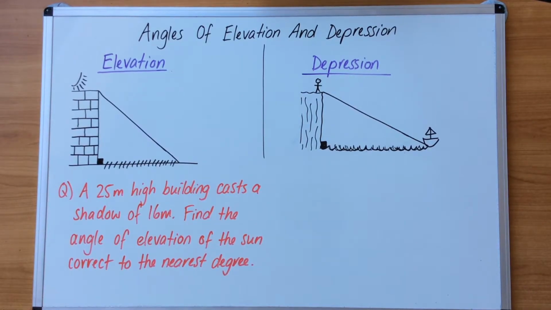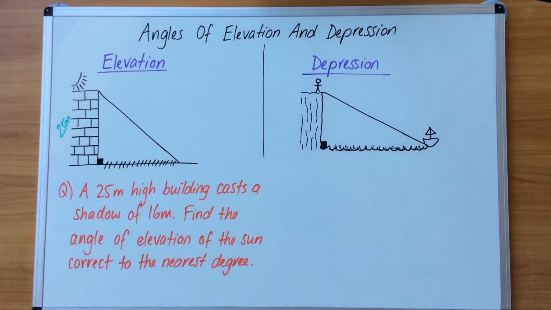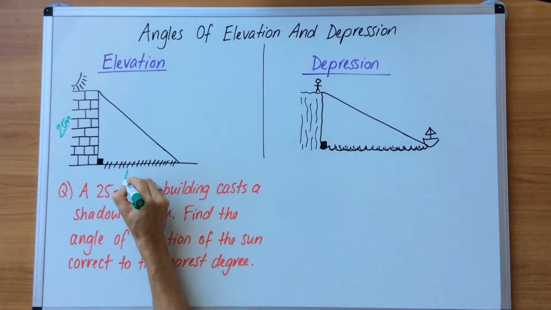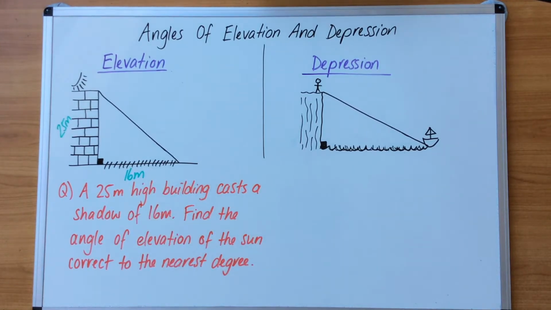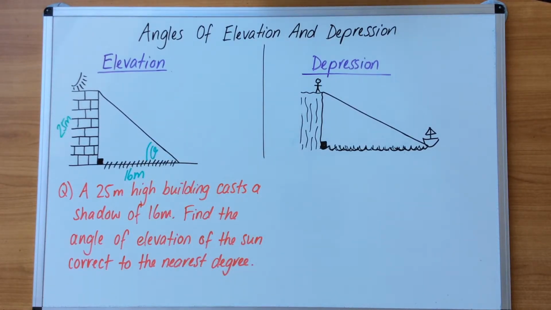Let's now focus on finding the missing angles for elevation and depression. The question says here, a 25 metre high building casts a shadow of 16 metres. So we know that this building is 25 metres tall, and the shadow down here that it's casting is 16 metres. Find the angle of elevation, so this is our angle theta, of the sun correct to the nearest degree.